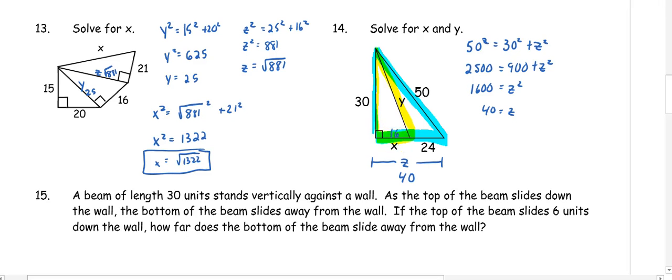So now that I know x, I can solve for y. So y squared equals 30 squared plus 16 squared. So we get that y squared equals 1,156. And when we take the square root, we get that y is 34.